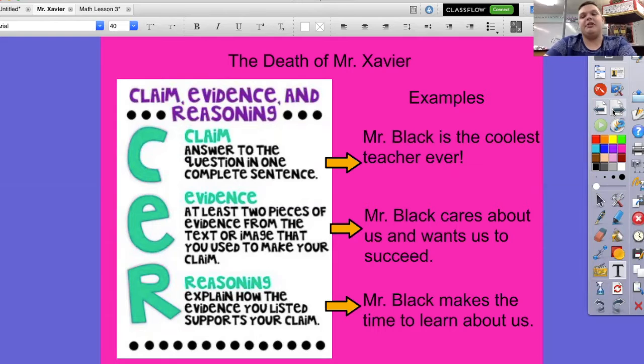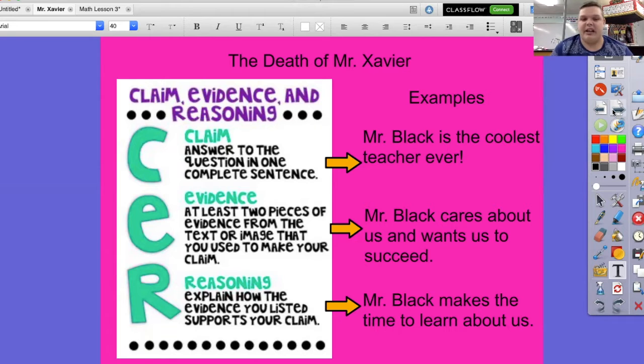So I have an example over here. If the question was, is Mr. Black a cool teacher? Your claim could be that Mr. Black is the coolest teacher ever. That's your claim. Cool, right? It's pretty true. It's already true. But you do have to have some evidence to back up your claim. You can't just say Mr. Black is the coolest teacher ever and never come up with anything after that. So a couple of the reasons that I put in here that Mr. Black is the coolest teacher ever is that he cares about us and he wants us to succeed. Those are 2 reasons. And then your reasoning is Mr. Black takes the time to learn about us. So you kind of connect the 2 together.